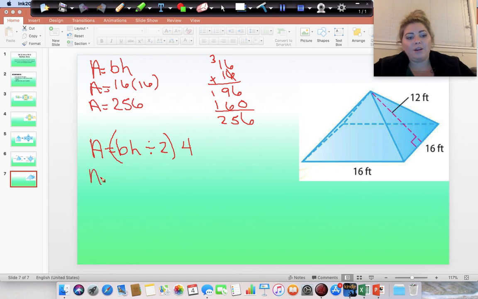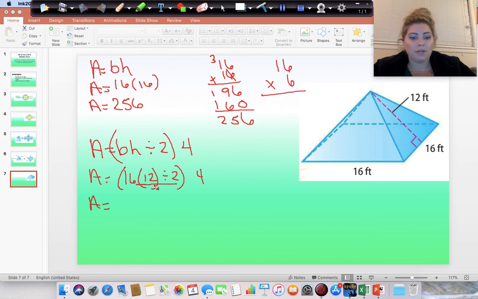And then we want to do it for the triangle. So the base of the triangle is 16 times the height, which is 12. Divided by 2, and then when we get that answer, multiply it times 4. So 16 times 12 divided by 2. 12 divided by 2 is 6, and then we can multiply that times 16 to save us some time. So I'm doing this instead first. So 12 divided by 2, and then multiply it times 16.